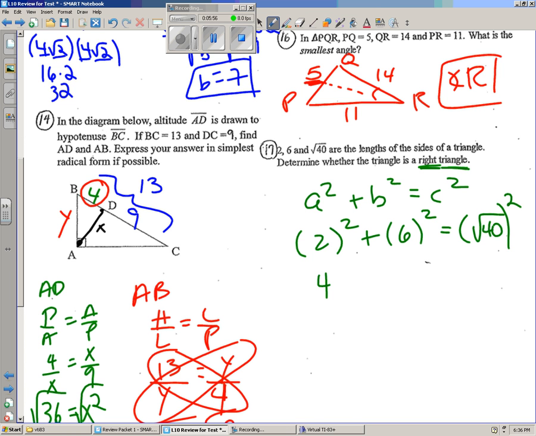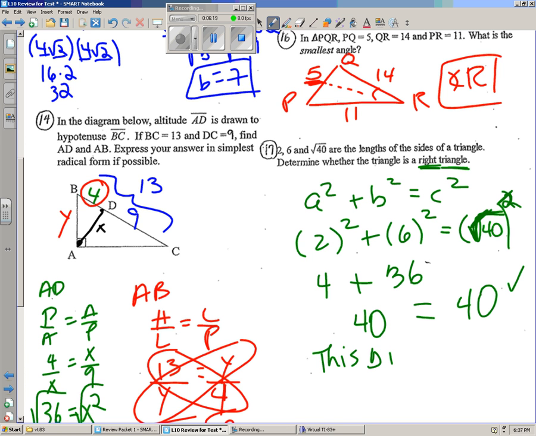2 squared is 4. 6 squared is 36. And that's 40. And if you notice, square root of 40 squared, squaring and square roots are opposites. So these guys cancel each other out, and you get 40. Since both sides are equal to each other, this is a right triangle. So yes, this triangle is a right triangle.